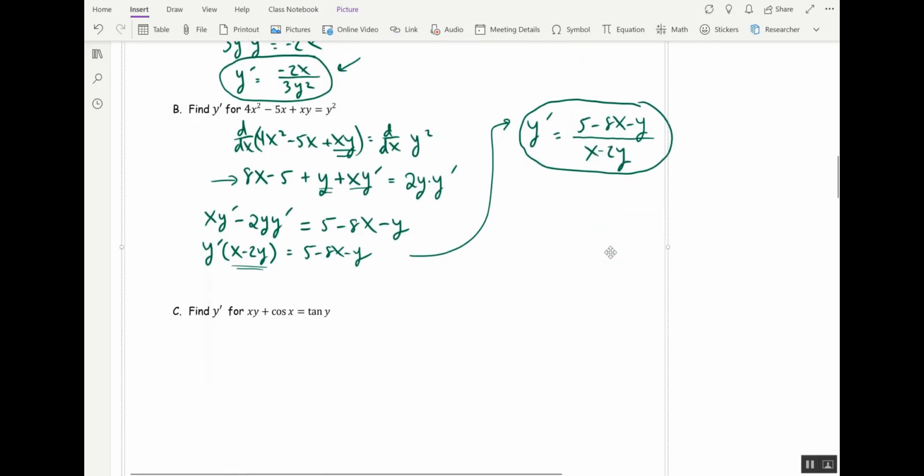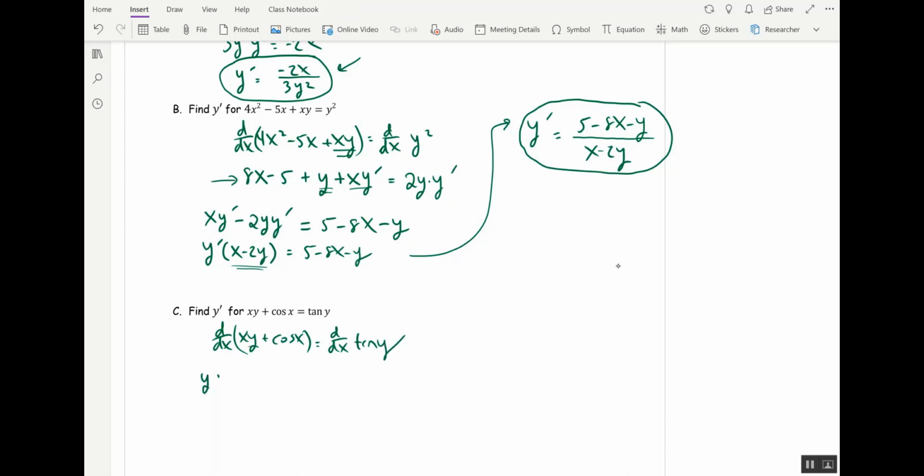Okay, let's do another one. You might want to pause it and see how you do on your own. Okay, hopefully you did that. So let's take d by dx of both sides. d by dx of tangent y. For the first expression, I need the product rule: y plus x y prime. All of that is the derivative of xy. Then I want d by dx of cos x, which is just a normal derivative. Since cosine starts with a c, its derivative is negative sine x. And that equals the derivative of tangent y.